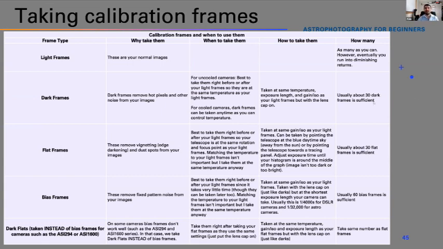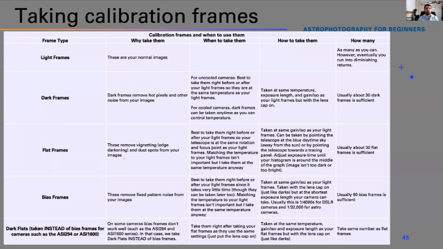And you normally want to take about 30 dark frames. That's sufficient. Beyond that, you start to run into diminishing returns again. Sometimes if I'm going to be taking 1,000 light frames, I might do like 50 dark frames, but there's no real benefit going beyond that.